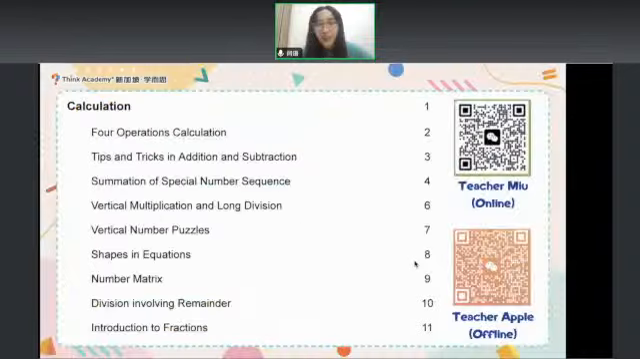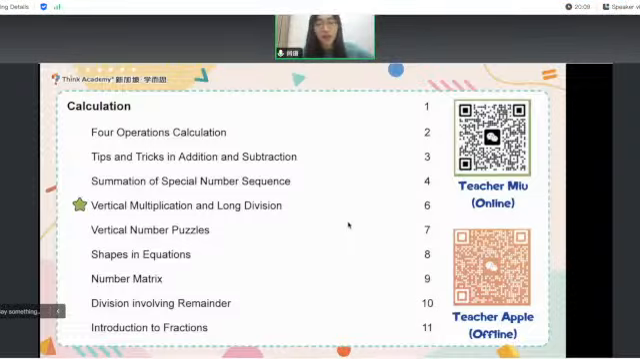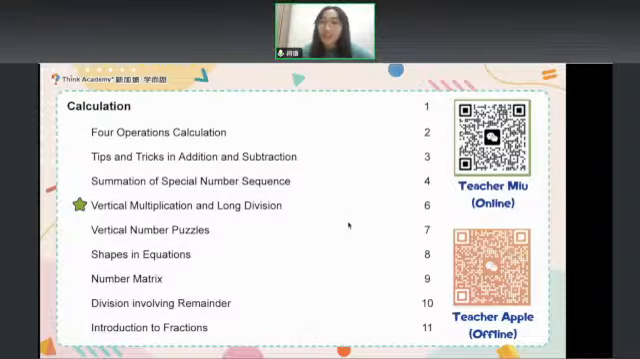Okay, so here basically if you have the book, you can see that there are several topics in P2 we have learned. So actually here I want to introduce more. For the basic vertical multiplication and long division, you should understand the rule. So actually in today's lesson, I will skip this part, but for the practice, you can refer to your worksheet, okay? And also here there are some basic topics such as four operations calculation, tips and tricks in addition and subtraction, summation of special number sequence, and also division involving remainder, as well as introduction to fractions.